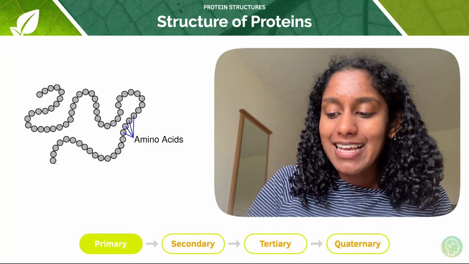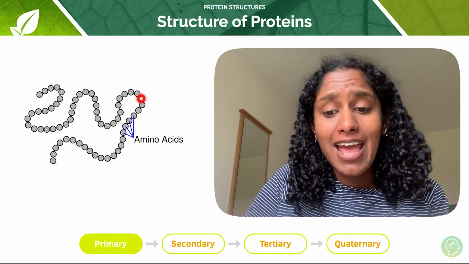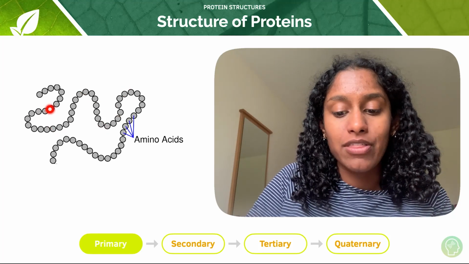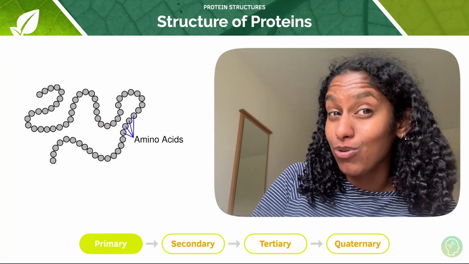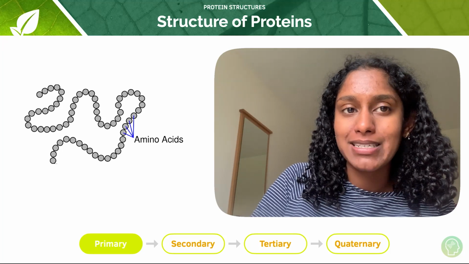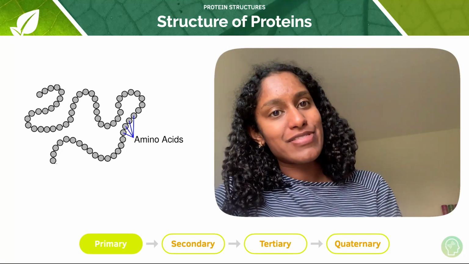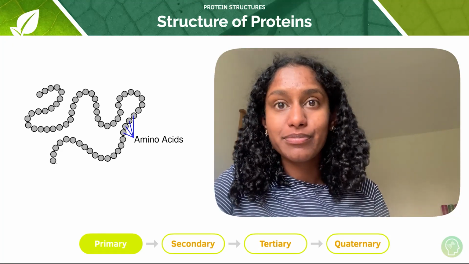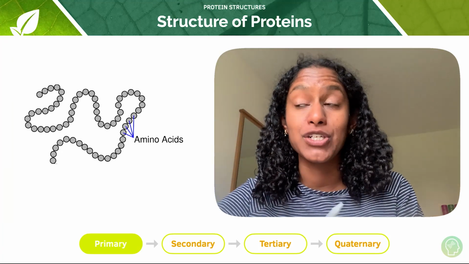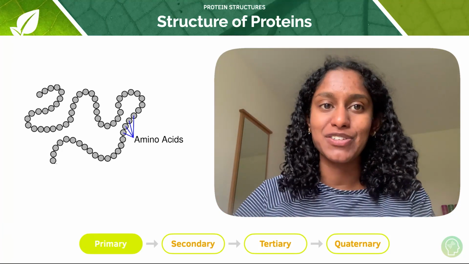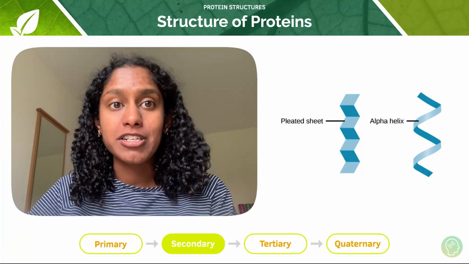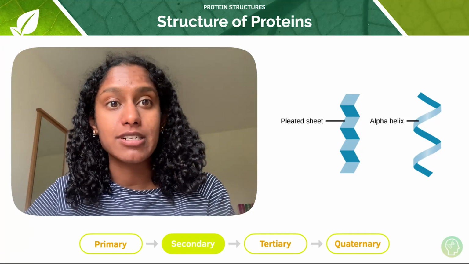So it's flat and 2D because it's literally just a chain of amino acids joined together by what? Do you remember the name of the bond that joins amino acids together? We had a look at it in the last tutorial. So it's our peptide bond, which is formed by condensation reactions, remember? So that's our primary structure. So now let's have a look at our secondary structure.